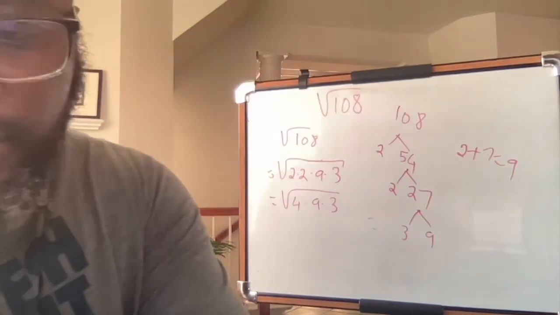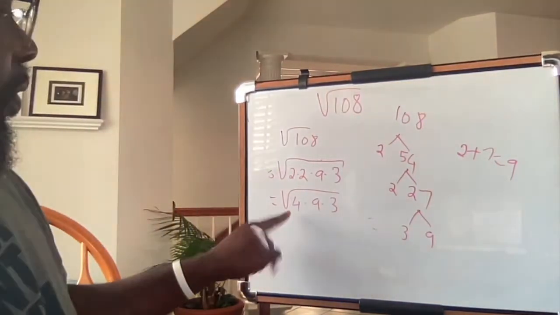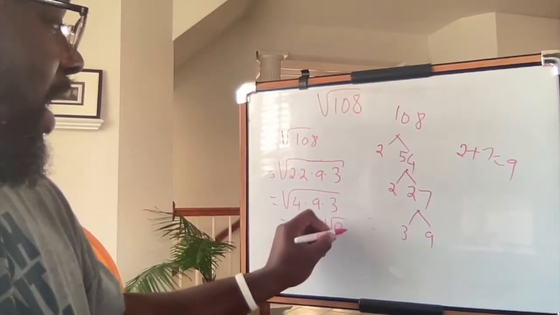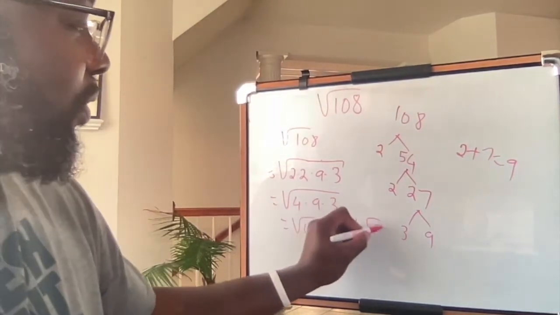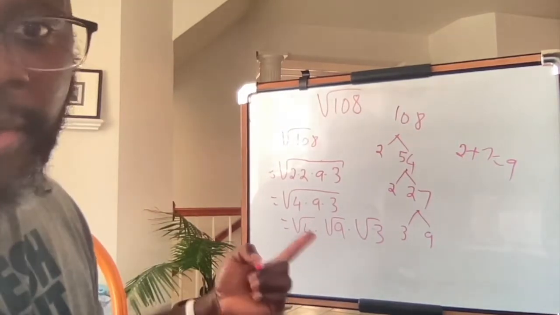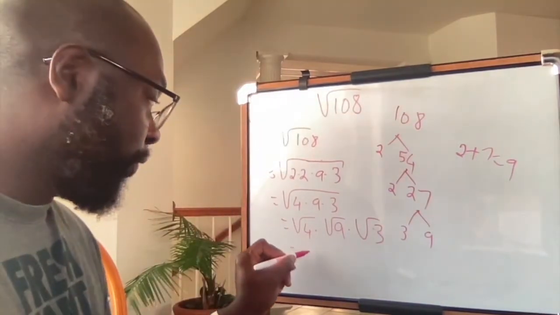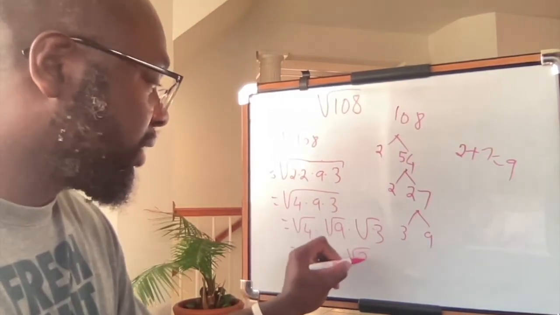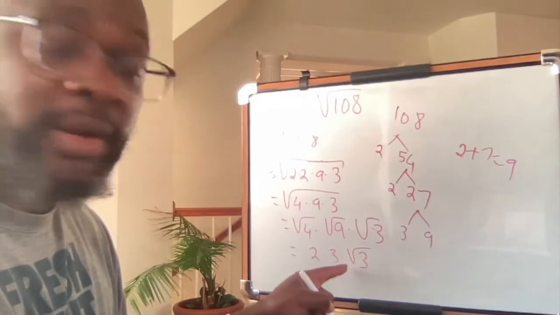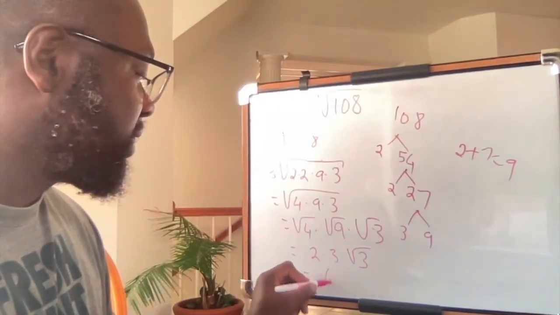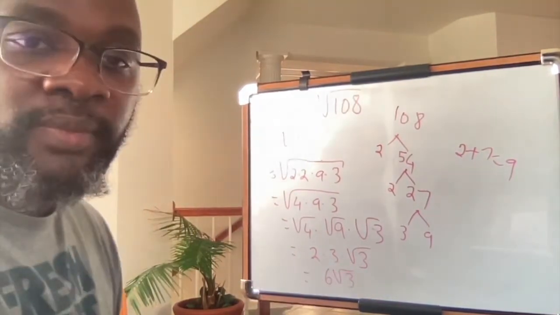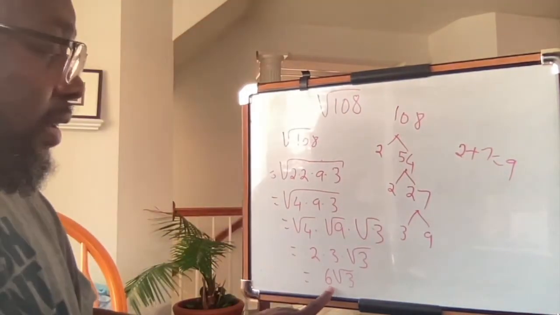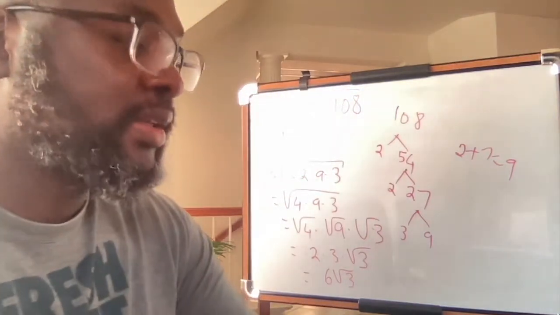Now this is going to be easy, because we know we can break this down into square root of 4 times square root of 9 times square root of 3, because we just learned our rule earlier, right? Square root of 4 is 2. Square root of 9 is 3. Square root of 3 stays the same, because it is not a perfect square. And the final answer is 6 square root of 3. So square root of 108 can be simplified as 6 square root of 3 by using this easy method.